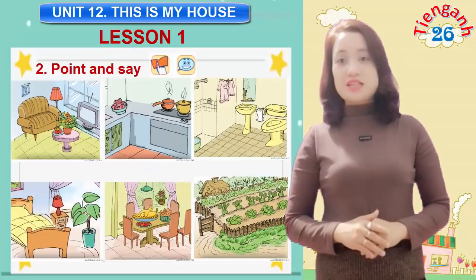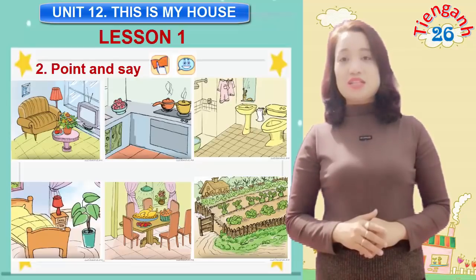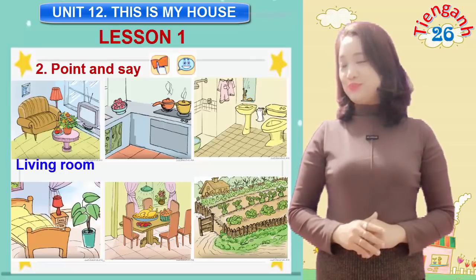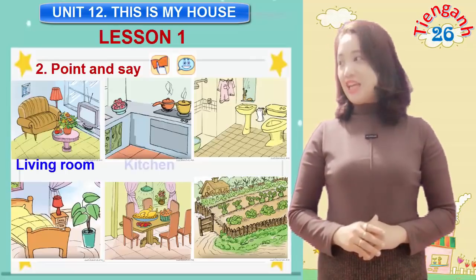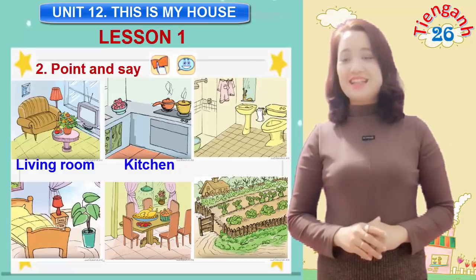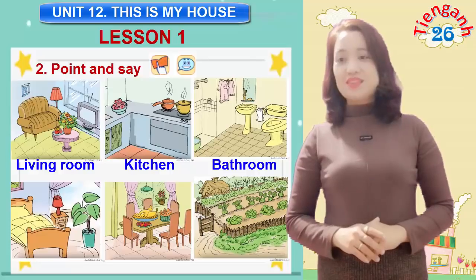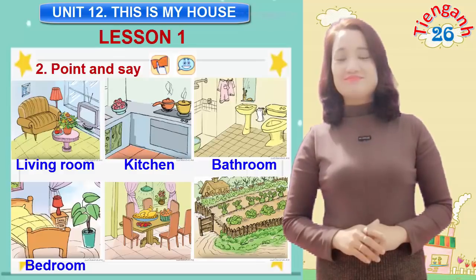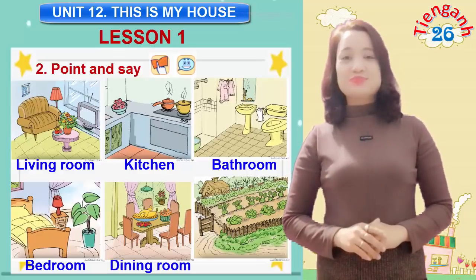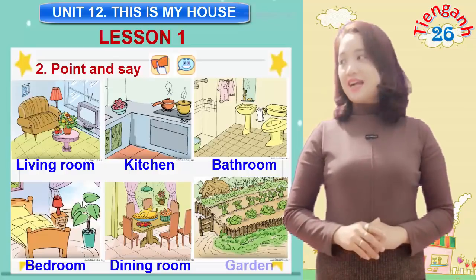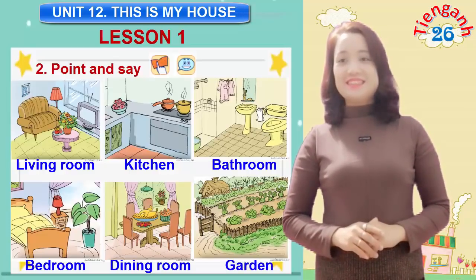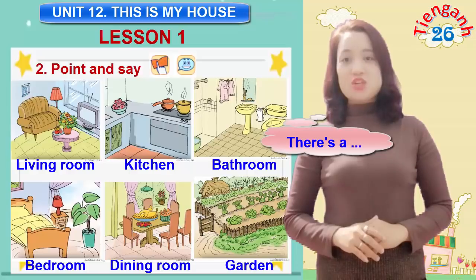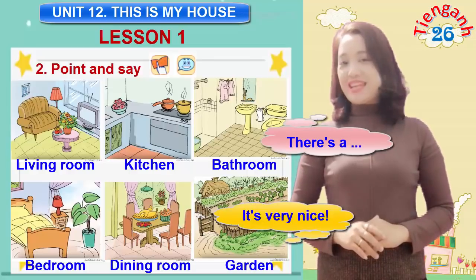Now look at the pictures and the words under the pictures, then read after me. Living room, kitchen, bathroom, bedroom, dining room, garden. Now it's time to practice the structure. There's a and it's very nice.